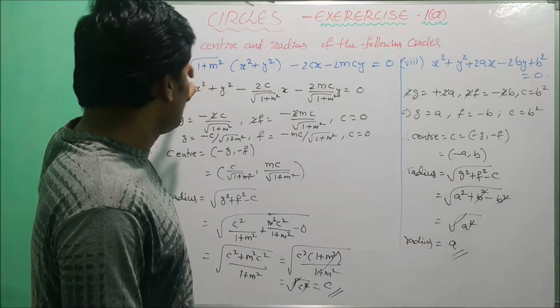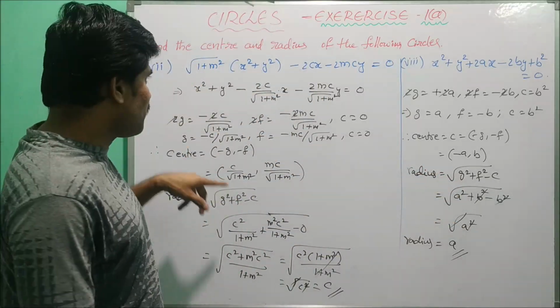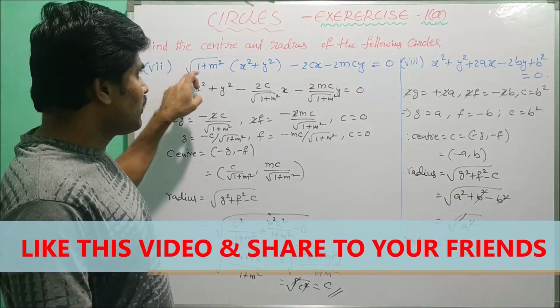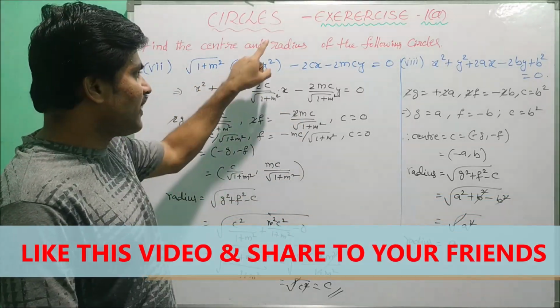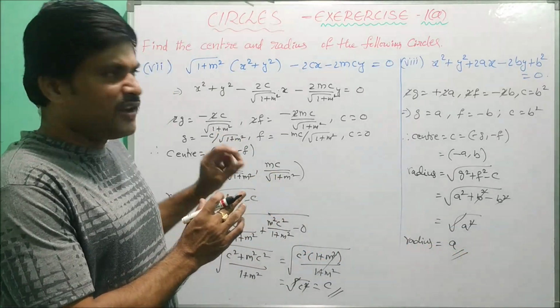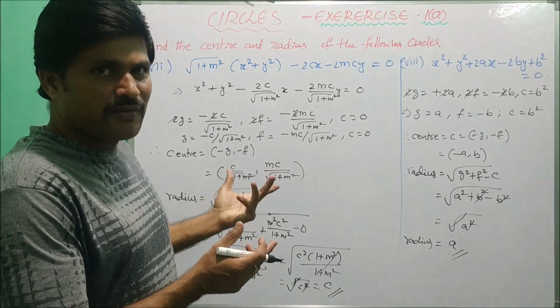Now here in Roman number 1, 11 sums, 8 questions are given. These are same model. Given equation of circle, find center and radius. Now these are the solutions of these sums. Next we will continue remaining sums in next video.